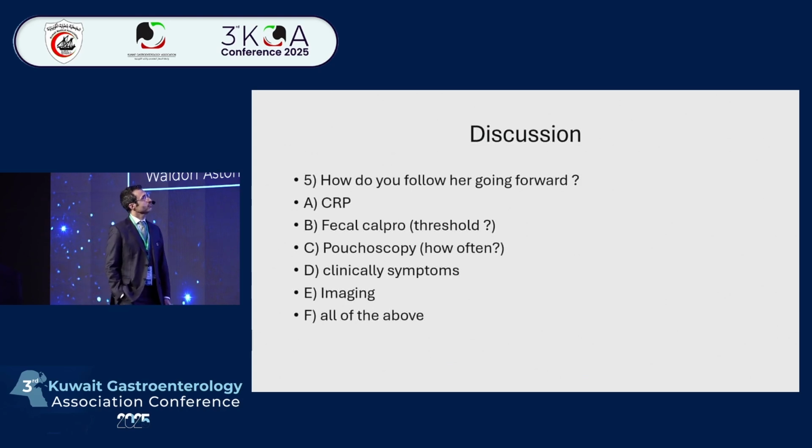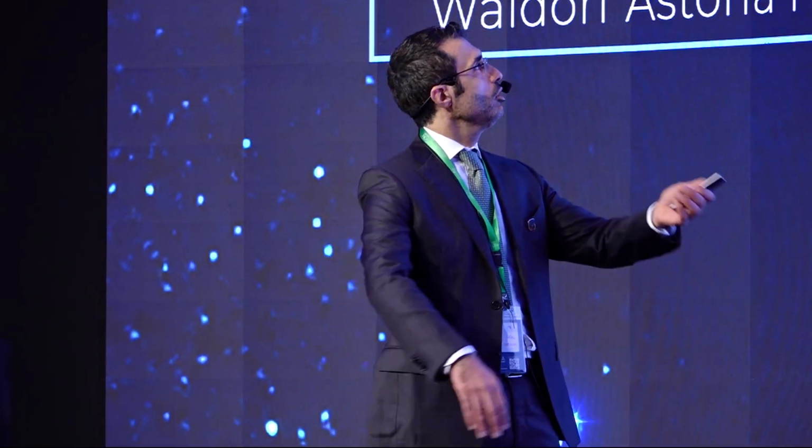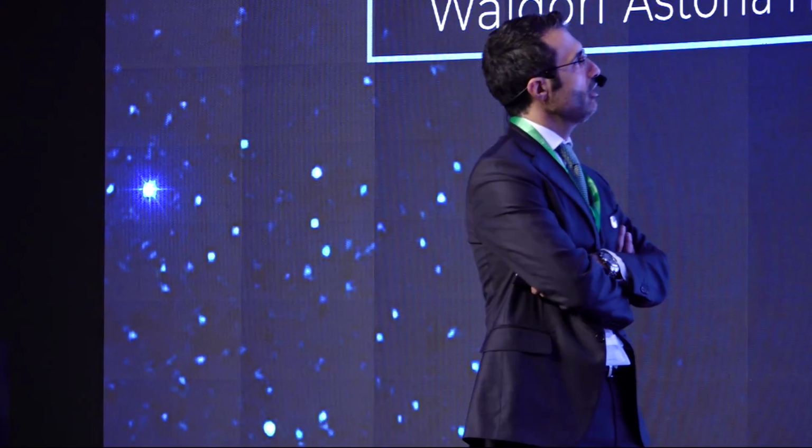Now, the question is, and that may be difficult, how are you going to follow her up now? Would you do CRP, fecal calprotectin, pouchoscopy, clinical assessment, all of them? What is our threshold? Are you going to follow her with fecal calprotectin? What is your normal fecal calprotectin in a pouch patient? That's a difficult thing, we don't have a good answer, but what do you use in practice? Are you going to do a pouchoscopy every now and then, or how are you going to follow this patient?